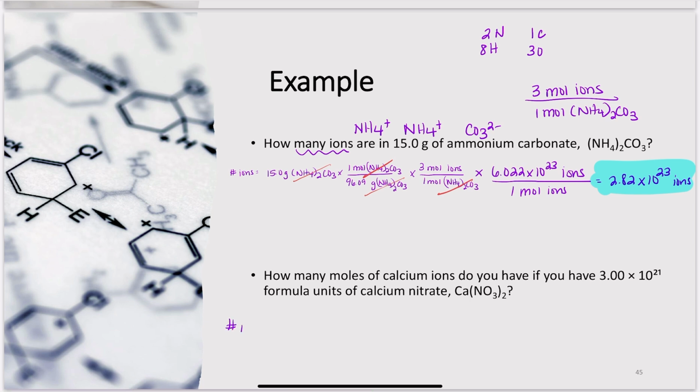So write down what you're trying to find. Number of moles of calcium nitrate. I'm starting with 3.00 times 10 to the 21st formula units of calcium nitrate. Convert that to moles. 1 mole of calcium nitrate. Avogadro's number is 6.022 times 10 to the 23rd formula units of calcium nitrate. Now I'm in moles.